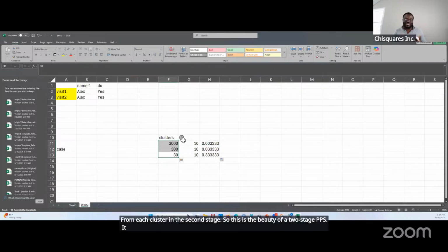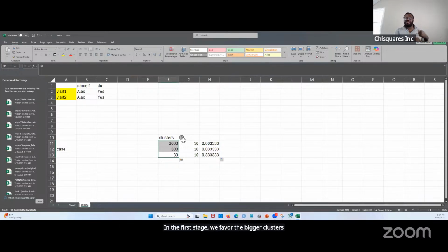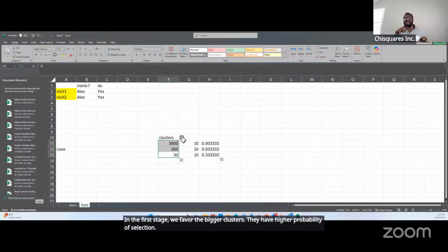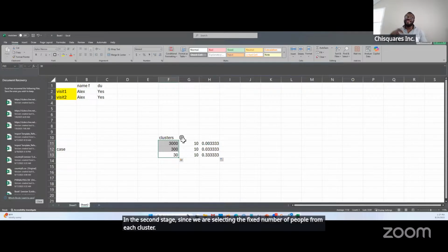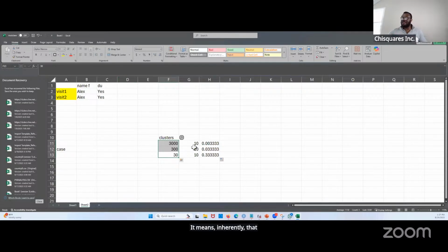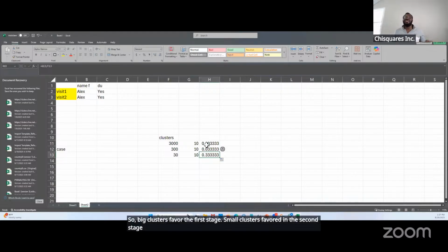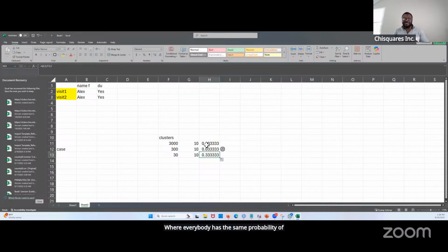It's like magic. In the first stage, we favor the bigger clusters. They have higher probability of selection. In the second stage, since we are selecting the fixed number of people from each cluster, it means inherently that the smaller clusters have a higher probability of selection. So big clusters are favored in the first stage, small clusters favored in the second stage. That evens things out. And a two-stage PPS will always give you a self-weighting sample where everybody has the same probability of selection. It's like magic, right?